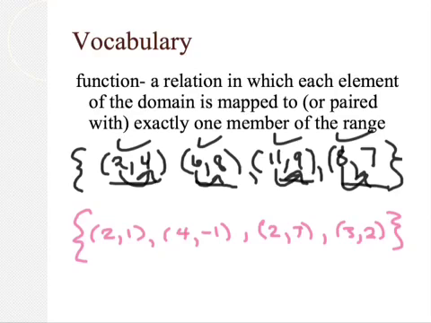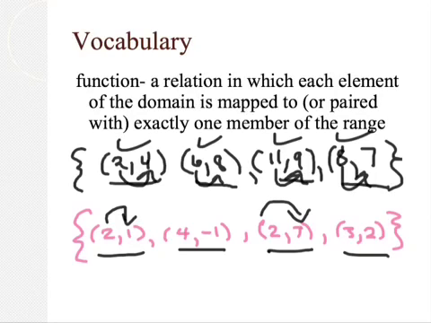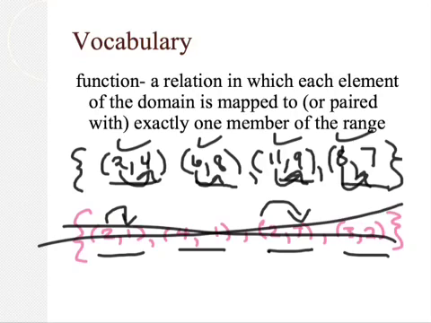Let's look at this next pink example. (2, 1), (4, -1), (2, 7), (3, 2) are elements or ordered pairs in this relation, and we see we have a problem. 2 is mapped to 1, and 2 is mapped to 7. That's a no-no. This is not a function. This guy is a function.